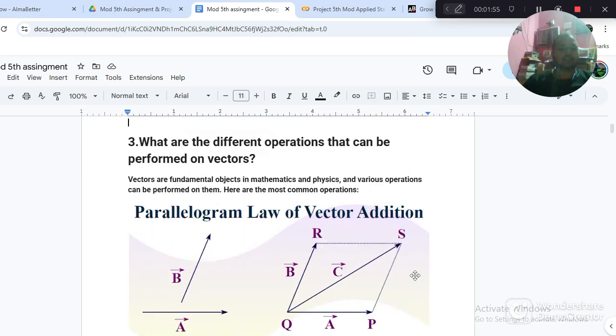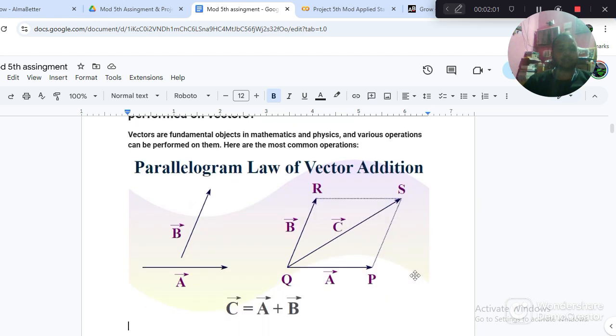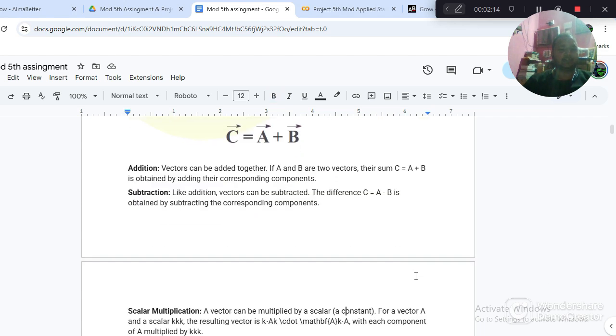Now the third question, what are the different operations that can be performed on vectors? Vectors are fundamental objects in mathematics and physics and various operations can be performed on them. Here are the most common operations: parallelogram law, vector addition.